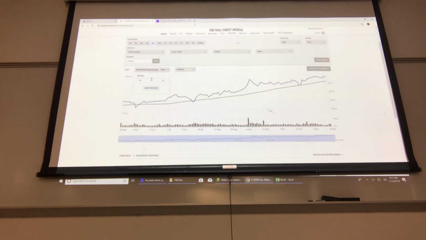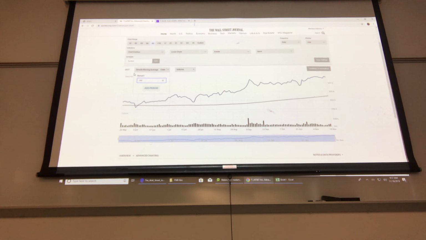The Wall Street graph that you saw gave you not 50 days, it gave you 65 days. You can go on and change it. You can put it at 65 days, and you see what's happening with the moving average for the 65 days. It gave you also another period, 200. You can put 200 and the graph is going to be different.